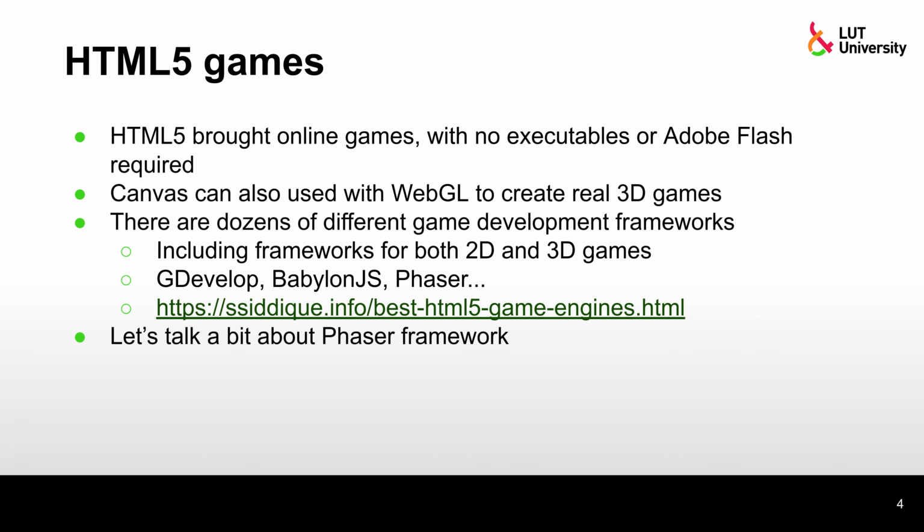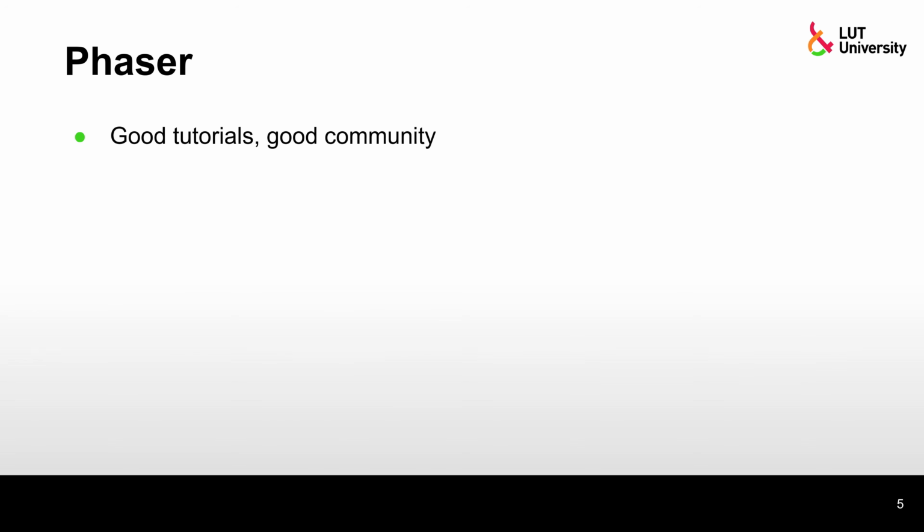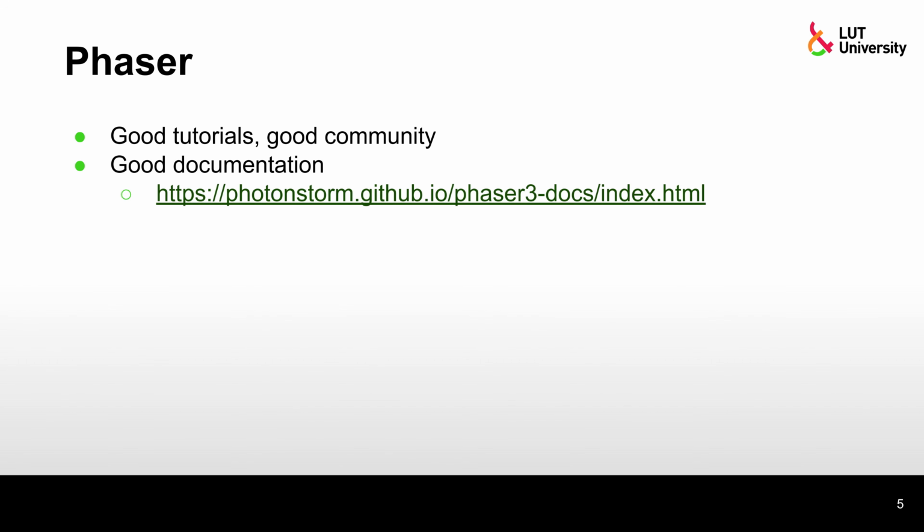And then let's talk a bit about Phaser. It's one of the oldest HTML5 game engines. You can download it from phaser.io. It has good tutorials. There are plenty of materials, plenty of examples available. You can just go through them if you wish. And there is a good community, so you can ask questions and someone might even answer. There is plenty of documentation, so you can get to the docs.